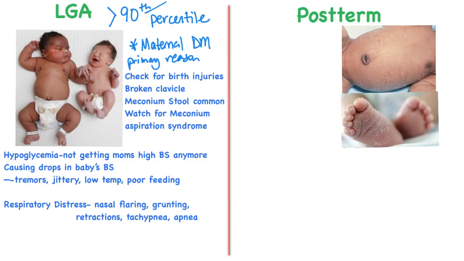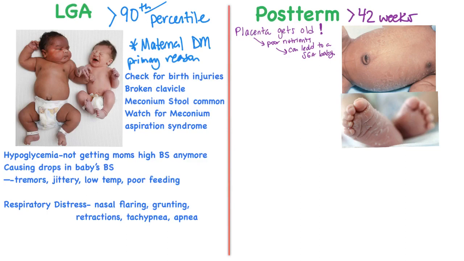Don't confuse postterm with LGA, because postterm means that the baby's just born past 42 weeks, but often these postterm babies can be smaller for their gestational age, because after a while the placenta becomes inadequate and they start to have a low nutritional and oxygen exchange from the placenta.